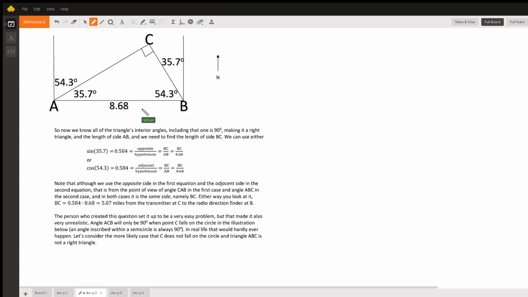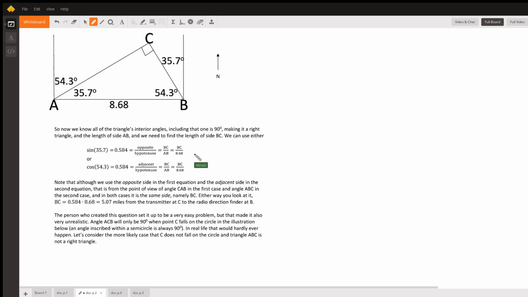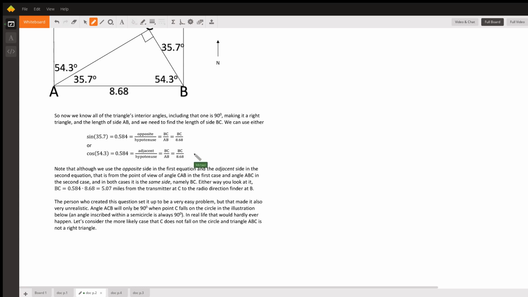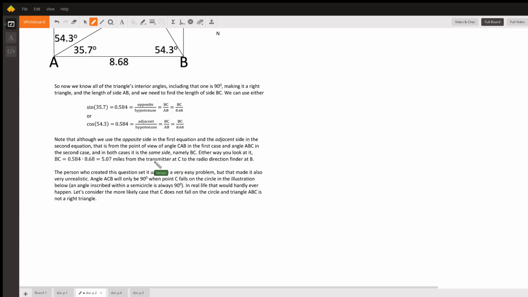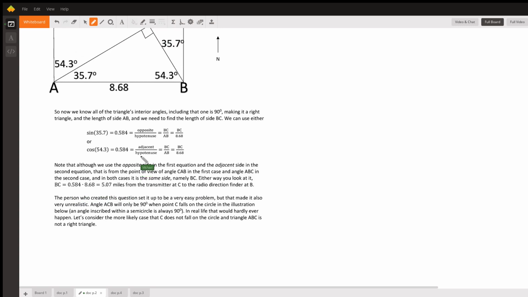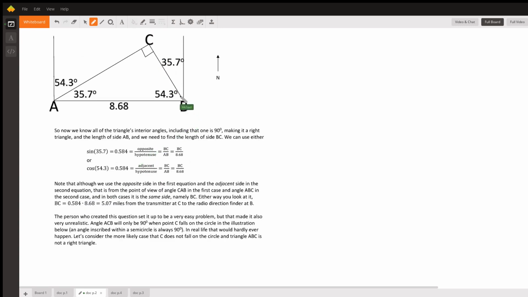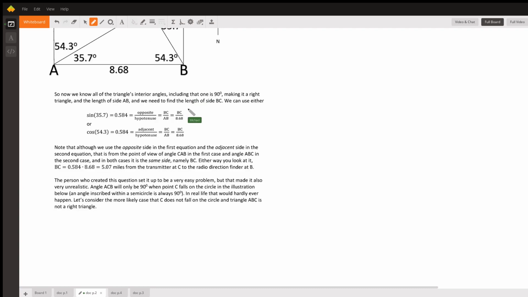And we know this side, so all we have to do is solve the equation. And so we end up with 0.584 times 8.68, which is 5.07 miles from the transmitter at C to station B, the radio direction finder at B.